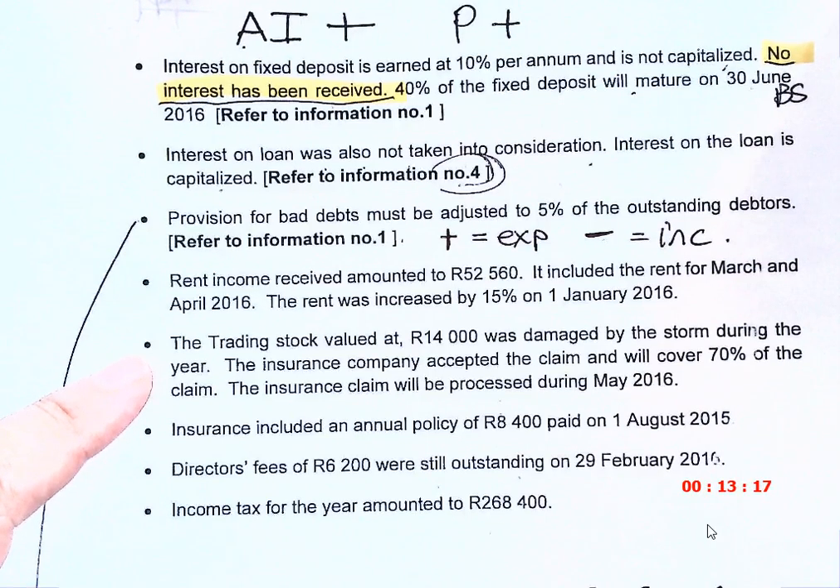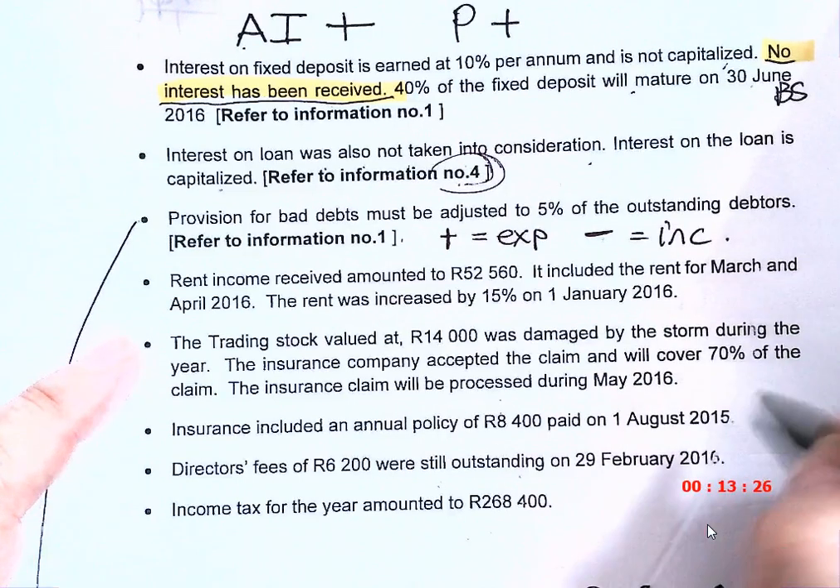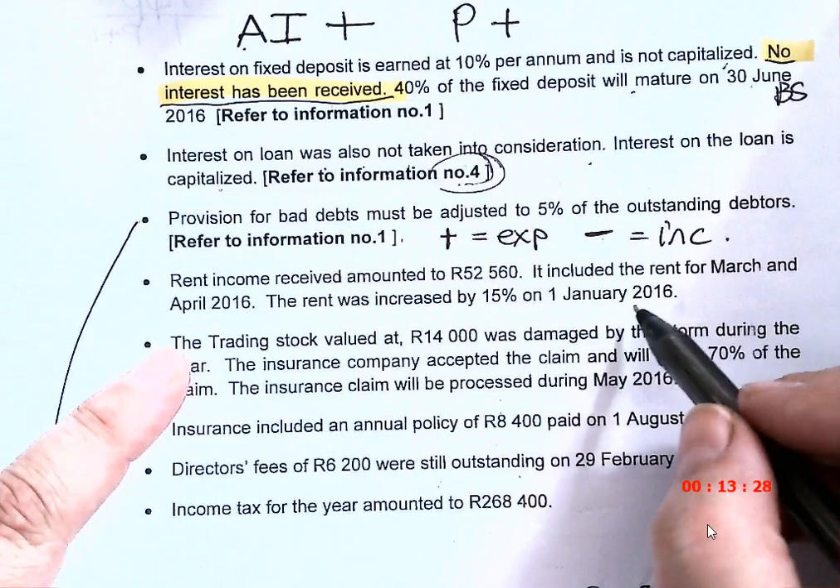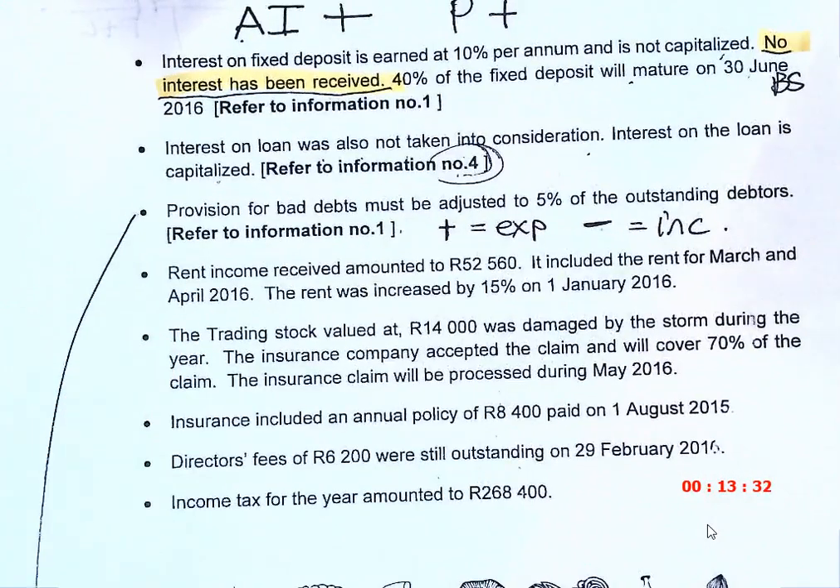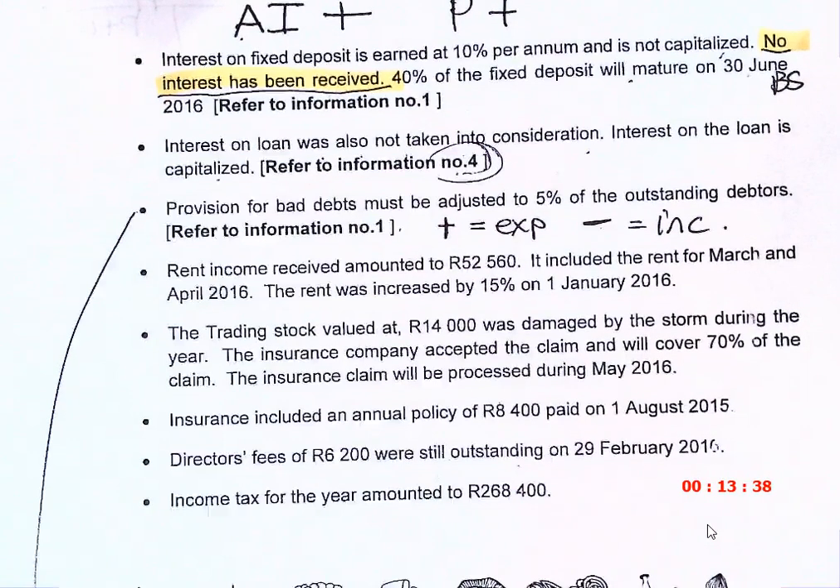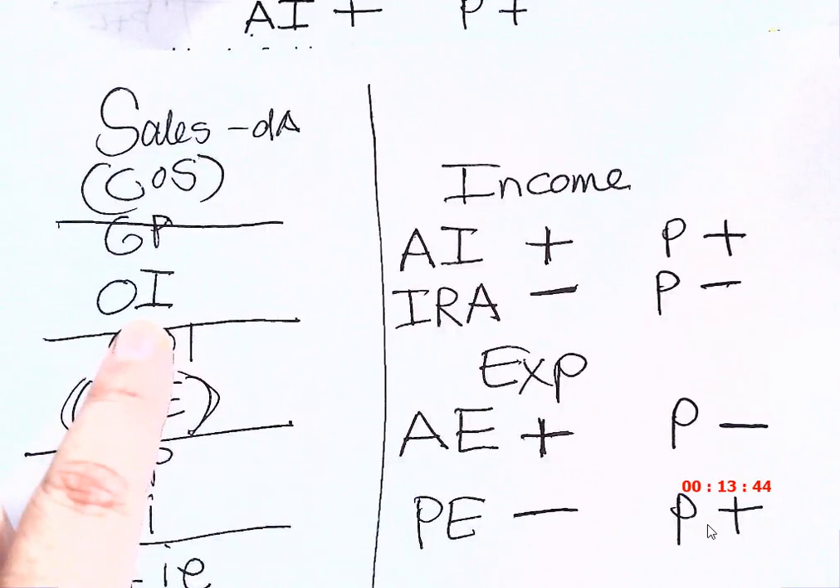They say rent income received amounted to 52,000. This includes the rent for March and April. So you agree with me, what are they saying here? They are saying we did include the rent. The rent was shown. Okay? So, in other words, I did put in the rent in my operating income.